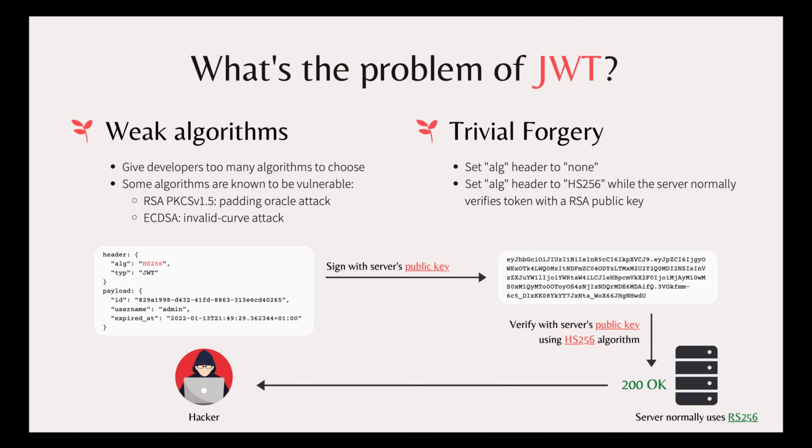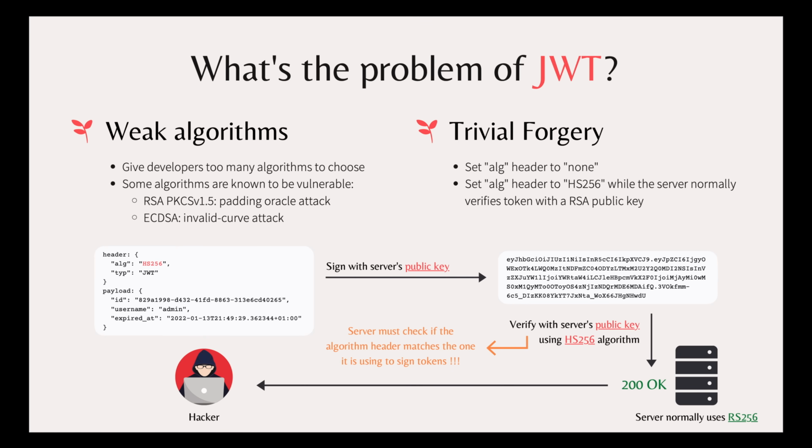And it has actually happened in the past because the developer didn't check the algorithm header before verifying the token signature. So in order to prevent this attack, it's crucial that in your server code, you must check the token's algorithm header to make sure that it matches with the one your server uses to sign and verify tokens. Okay, so now you know why JSON Web Token is not a very well-designed standard. It opens the door to many potential threats.